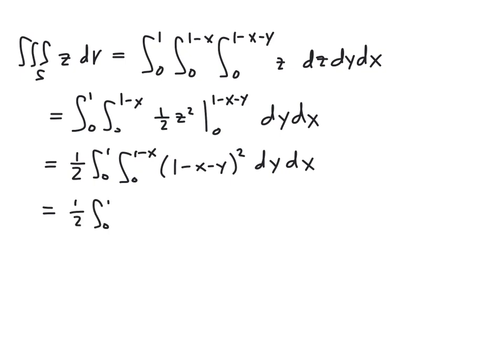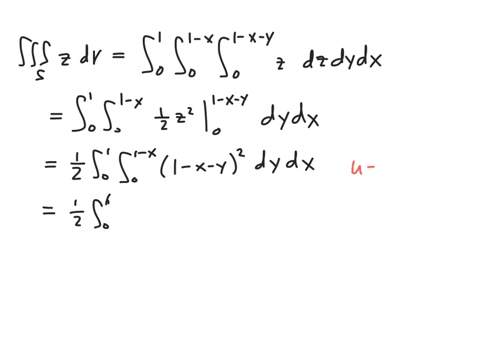Now, you might feel that you want to square out this term first and get a nice polynomial before we integrate. But it turns out that we don't have to. Remember, we're just integrating one variable at a time. And so we're thinking of this as a function of y. And so when we integrate this, it's just a really simple u substitution.